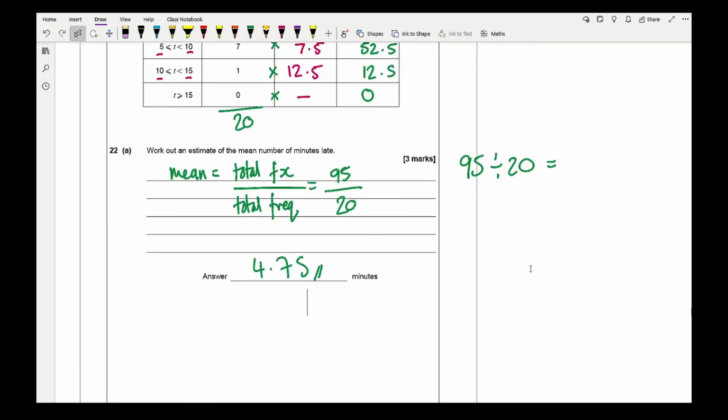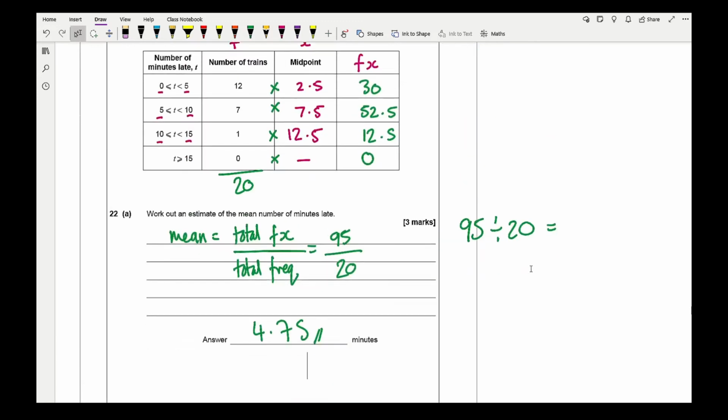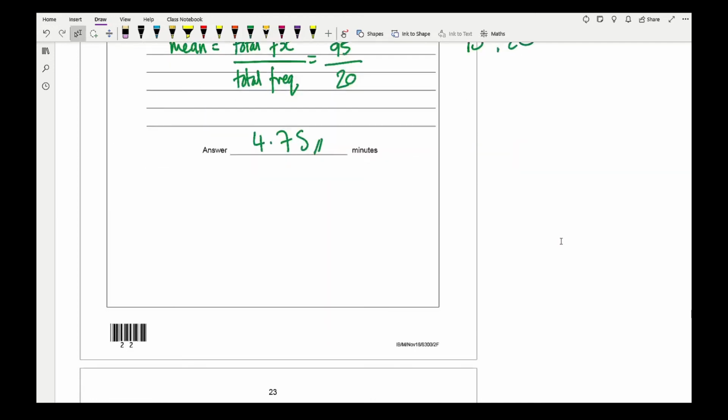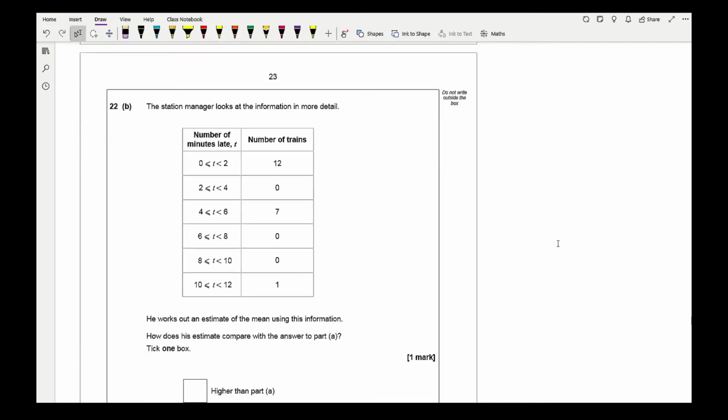Well, let's have a look. In terms of the midpoints, because we haven't got the exact values, we've used midpoints as each of those individual times. So these 12 trains were late between the limits of 0 and 5, and we've just assumed that all of those 12 trains are 2.5 minutes late. And the same for these 7 trains, we've assumed that they're all 7.5 minutes, and these trains here were 12.5. Now it's a bit fiddly, but let's just have a look at working this out.